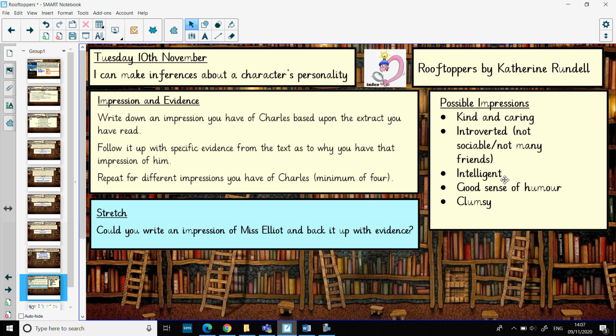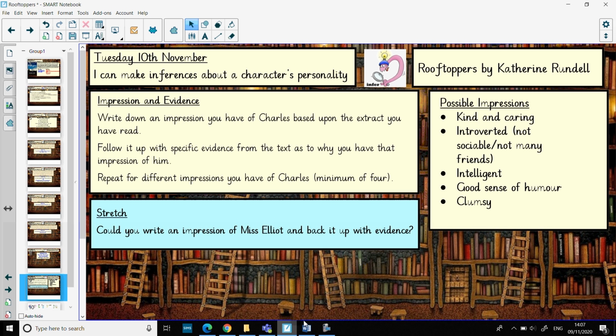Or well read at least. He obviously reads a lot. It seems to me like he's got quite a good sense of humour. That's another impression I've got of him straight away, just based on the interaction between him and Miss Elliot. And then finally, I think he might be quite clumsy as well. I get that impression about him.